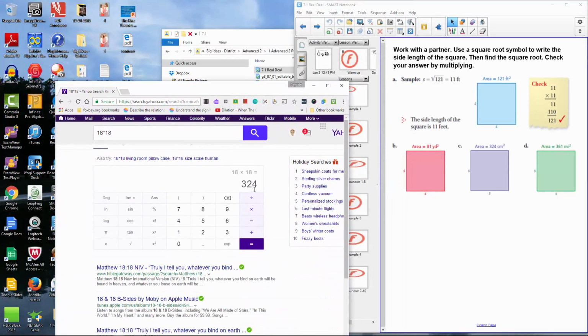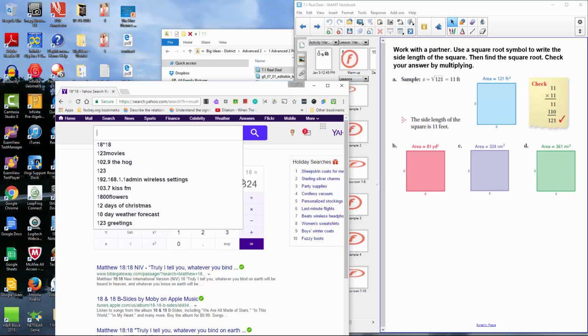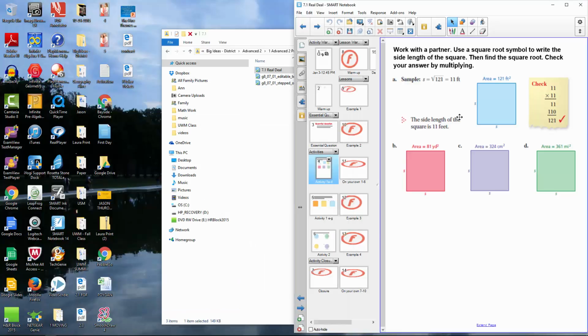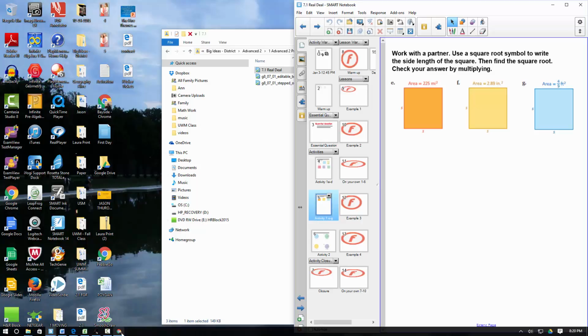Actually, 18 times 18 gives 324 but this one is 361. So if I think about it, maybe it's got to be bigger than this. So maybe I'll do 19 times 19 and see what I get. And I get 361. So this, in this case, would be 19 times 19. Then we'll look at these here and think about what times what is 225. And the square root of 225 is 15.